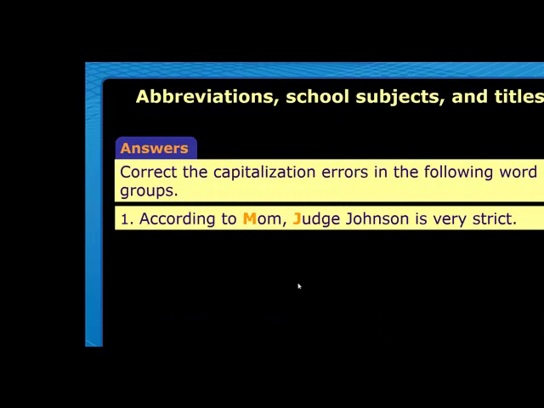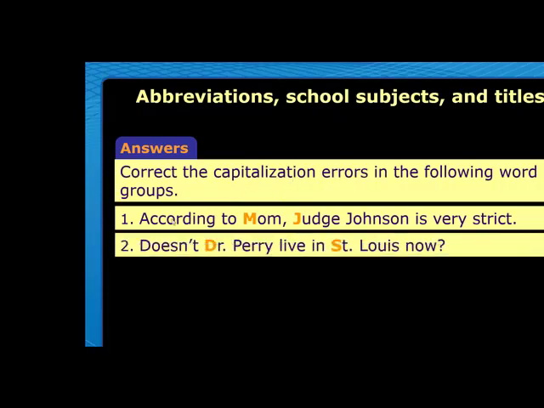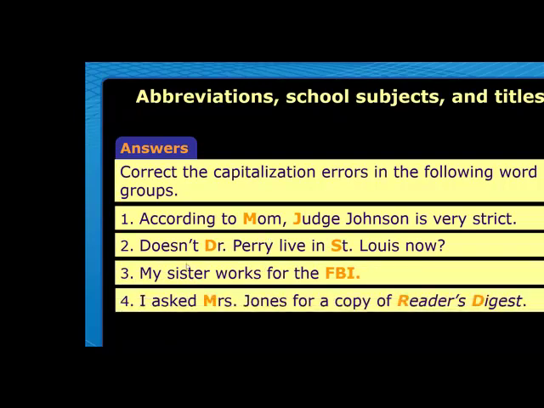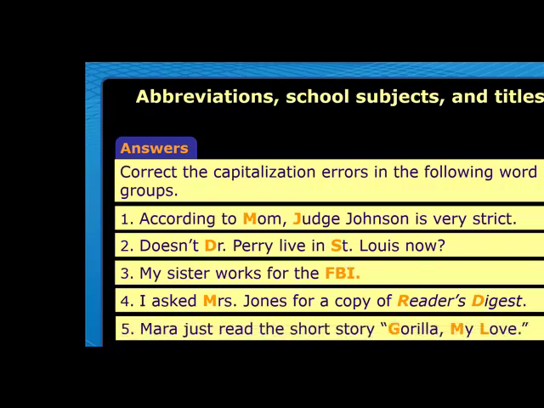Welcome back. Mom, we capitalize Mom because that's a family relation. Judge Hudson, we capitalize it because it's followed by the name Hudson. Doctor, here is an abbreviation of the title. Street, that's an abbreviation of street. FBI, abbreviation of the name of an organization. Mrs., title. Reader's Digest. That's what? Yeah, the name of a magazine.